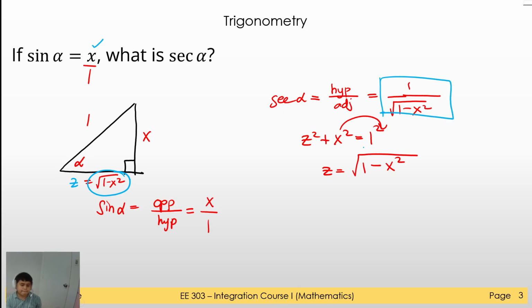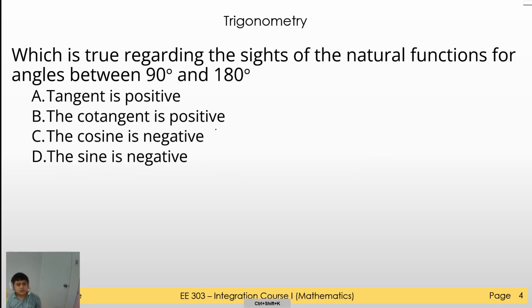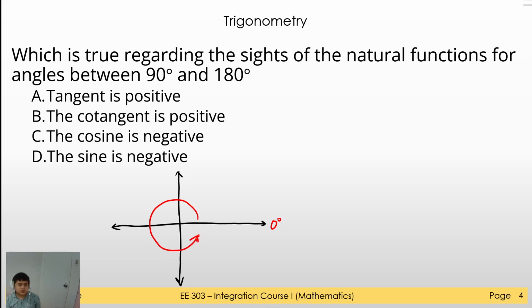Okay. Next one. Which is true regarding the signs of the natural functions for angles between 90 degrees and 180 degrees? We have 4 choices here. Let's imagine this problem in a Cartesian coordinate system wherein we have the x-axis and the y-axis. If it is between 90 and 180 degrees, then if this is 0 degrees, we are rotating this in a counterclockwise fashion. So this will be 90 degrees in here, this will be 180 degrees, and this will be 270 degrees.